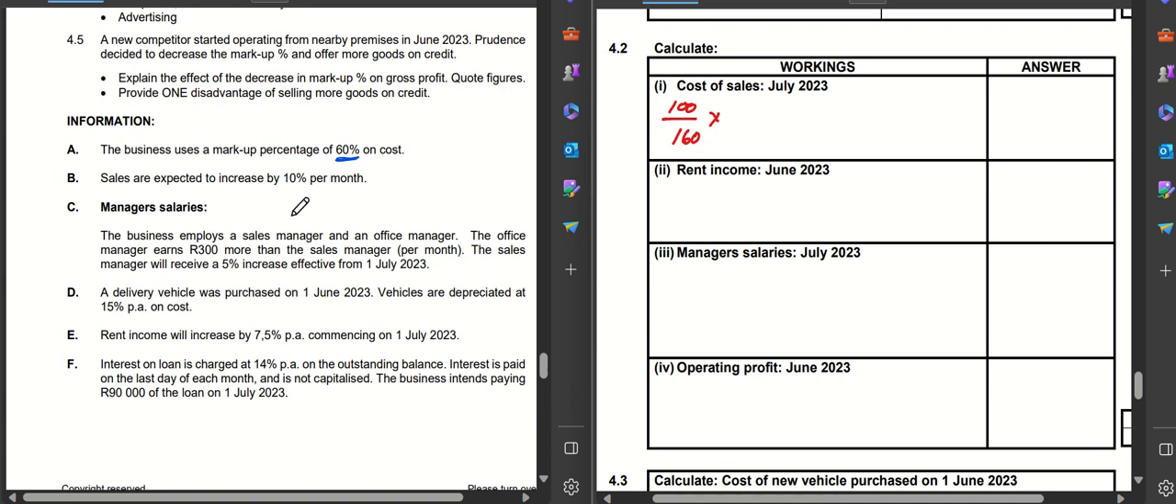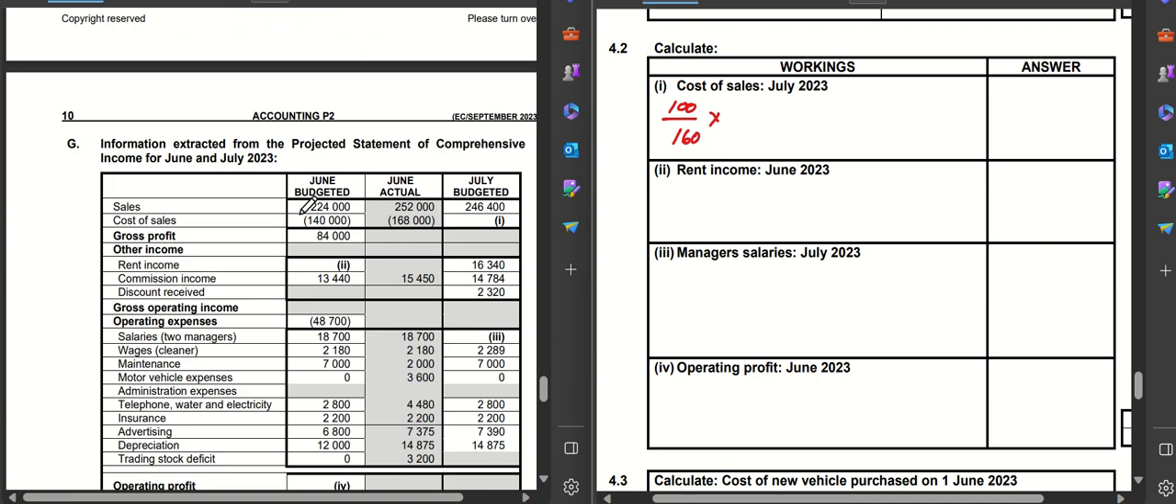Multiply this by your sales that is given, which is your 246,400. So if you multiply this on a calculator, you should get 154,000. All right, remember to bring the answer within this answer column here. There were other ways in which one could have done this. I'm just going to show you one single way and then I will move on to the next one.